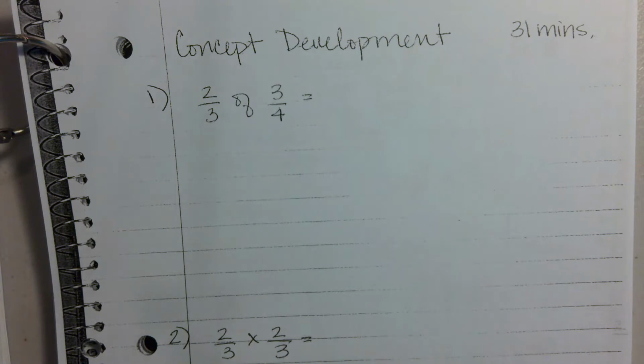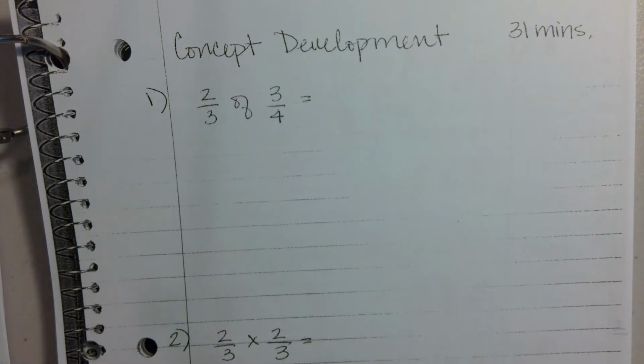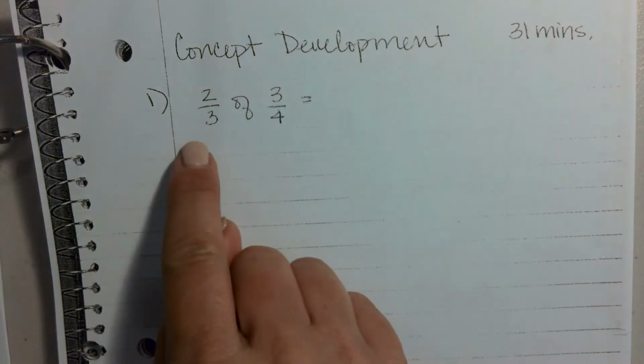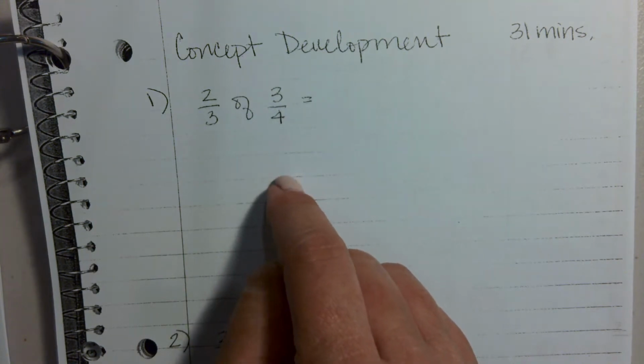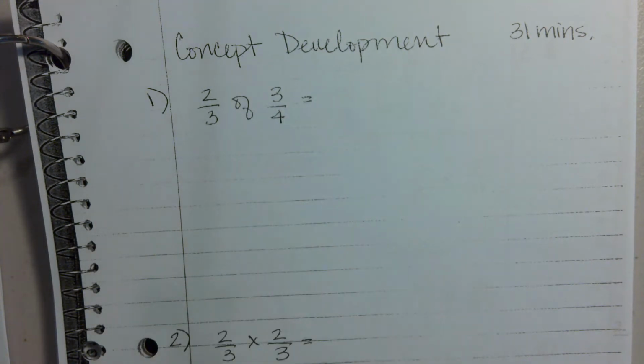This is concept development for Module 4, Lesson 15. And this lesson here, our objective is to multiply non-unit fractions by non-unit fractions. Well, I think it is actually non-unit fractions by non-unit fractions. So let's just look at this problem.